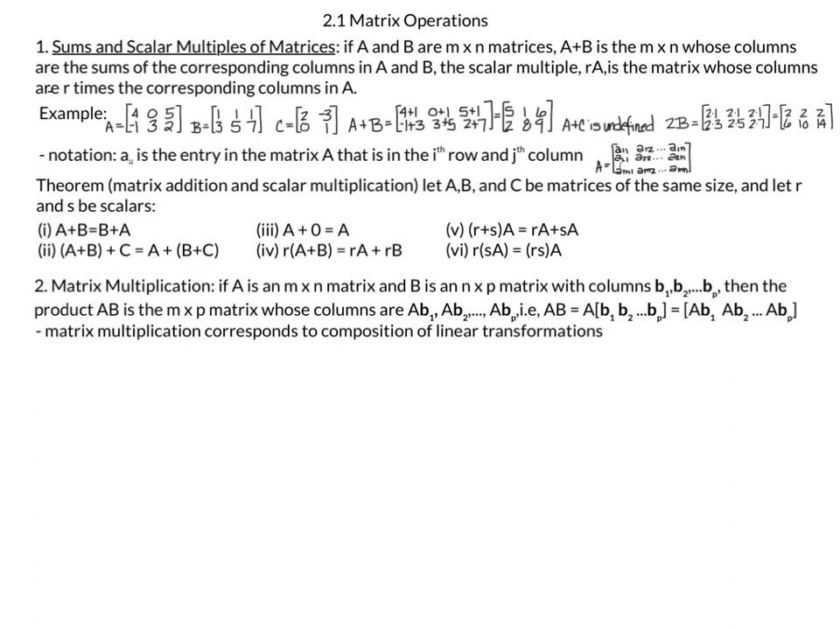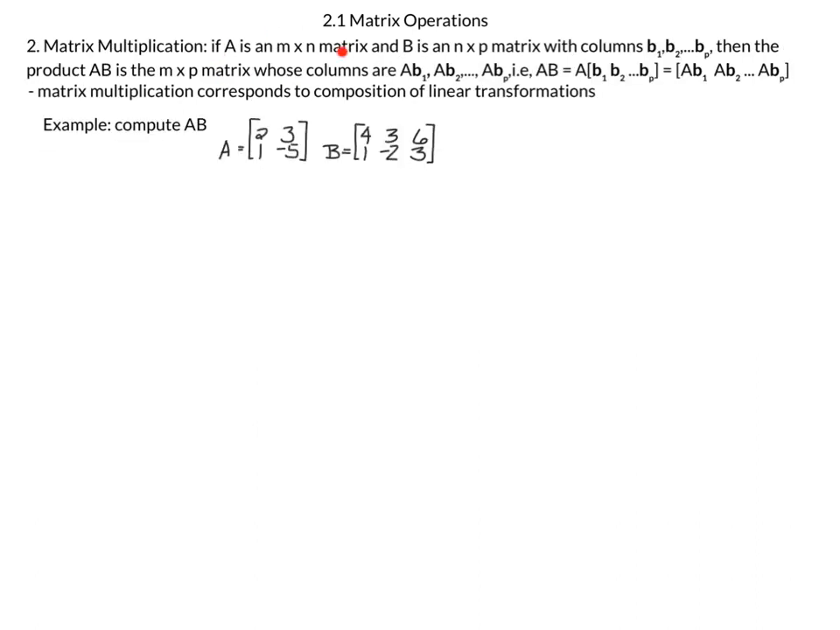Next, we can talk about matrix multiplication. So we're going to assume A is an m by n matrix, and B is an n by p matrix with columns b1, b2, up to bp. Then the product AB is the m by p matrix whose columns are Ab1, Ab2, up to Abp. I.e., A times B is equal to matrix A, and then we've written matrix B in terms of its column vectors, and then we just multiply each column vector by A. I've moved this definition up here for reference so we could do some examples.